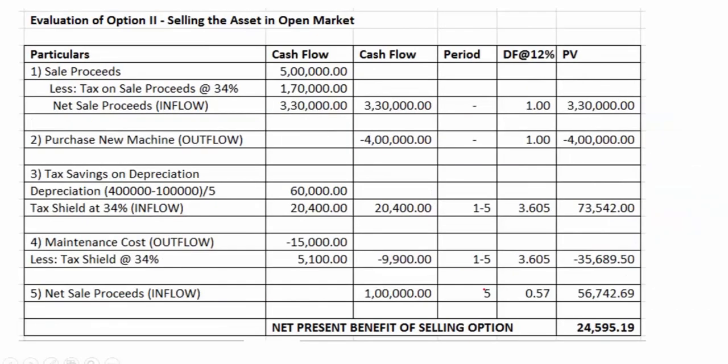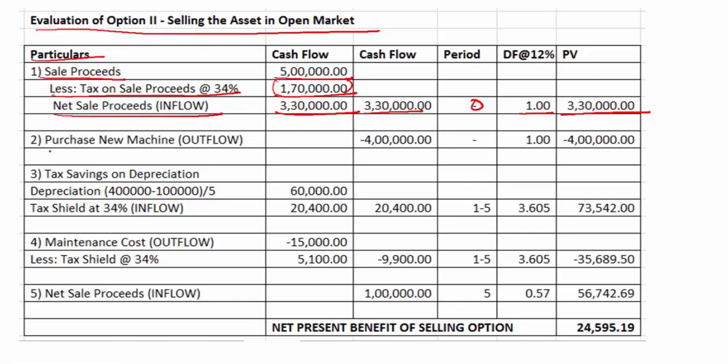Now we'll do evaluation 2, where we are going to sell the asset in the open market. If you are going to sell the asset in the open market, what are the sale proceeds? You will get 500,000, but you have to pay tax at 34%. 170,000 goes for tax, so your net sale proceeds inflow is 330,000. And this is happening at time 0. So the discount factor is 1, the PV is 330,000.